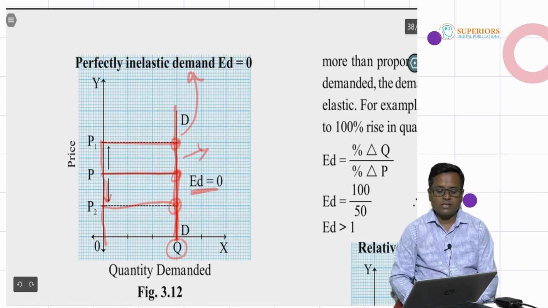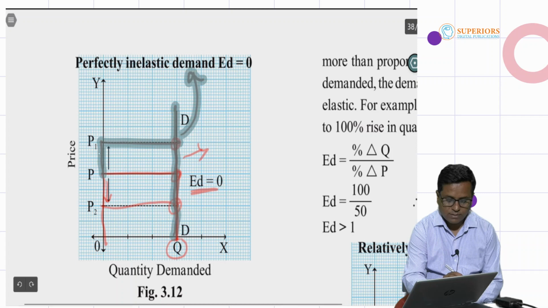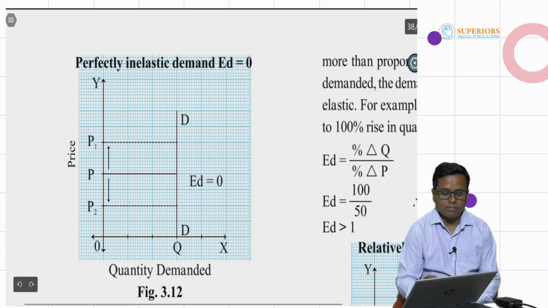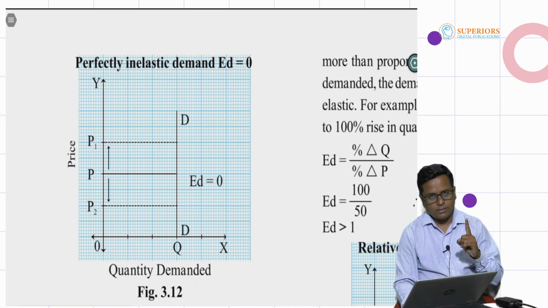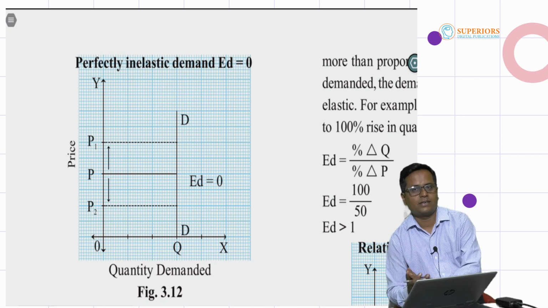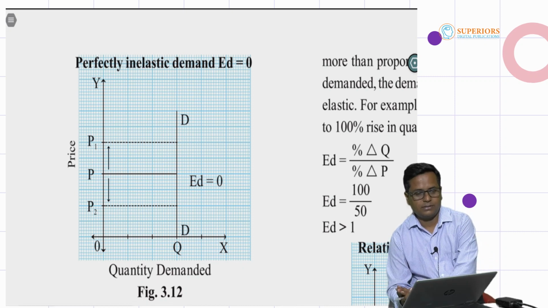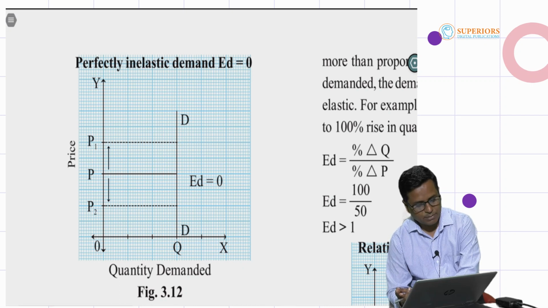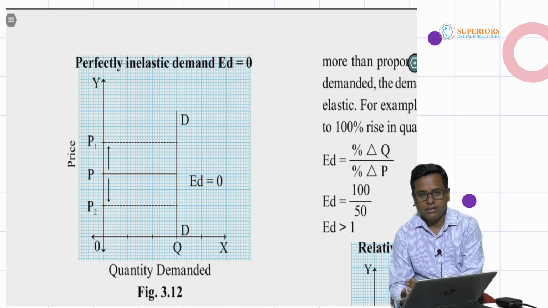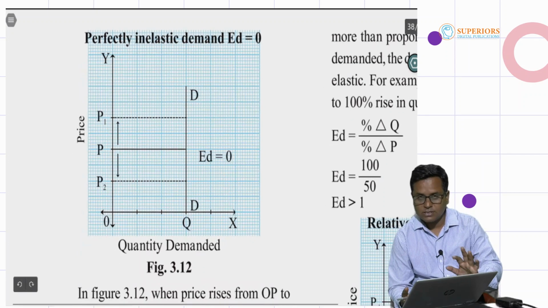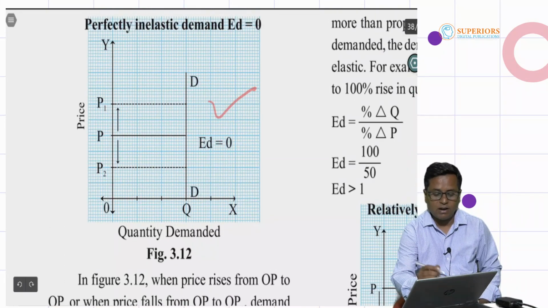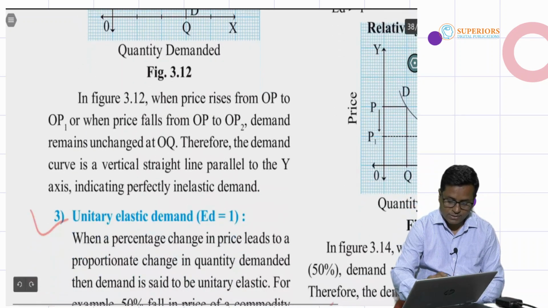Its numerical value is 0. So, these are the things which you will have to keep in mind about perfectly inelastic demand. Its definition: when a change in price of a commodity doesn't affect its quantity demanded, it is called perfectly inelastic demand. In case of salt, in case of milk, demand is perfectly inelastic. The numerical value of perfectly inelastic demand is 0, and the demand curve will be a vertical straight line as shown in this graph, parallel to the y axis.